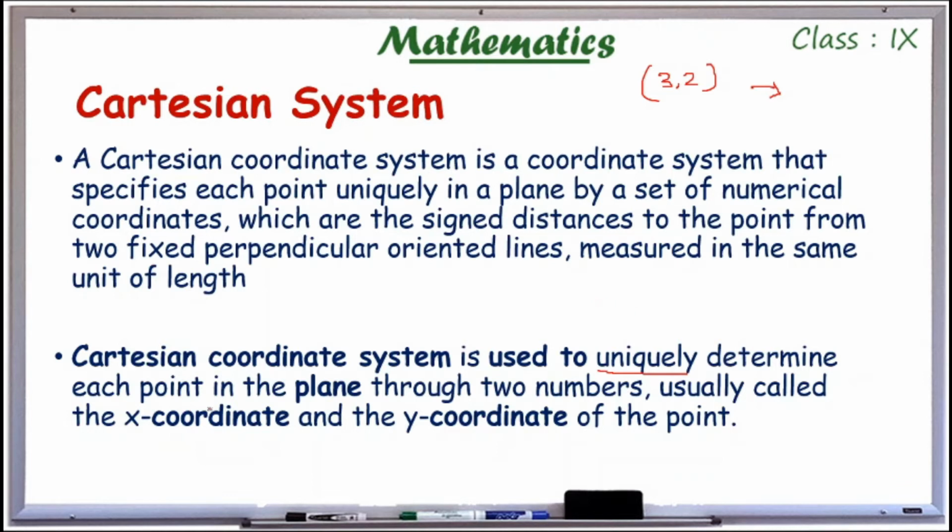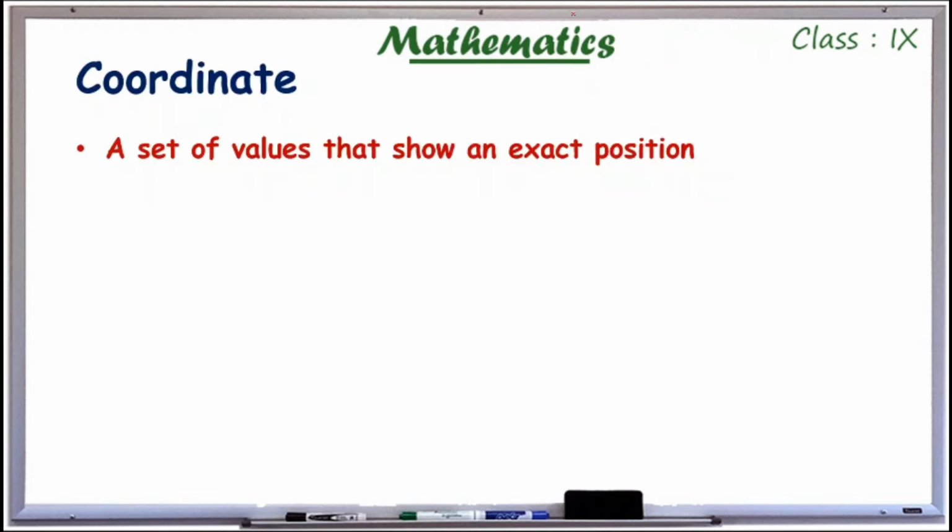Determine each point in the plane through two numbers. Here we use two numbers for determining each point, usually called x coordinate and y coordinate. Here the first number is called x value or x coordinate. The second number is called y coordinate. Coordinate means a set of values to show exact position.